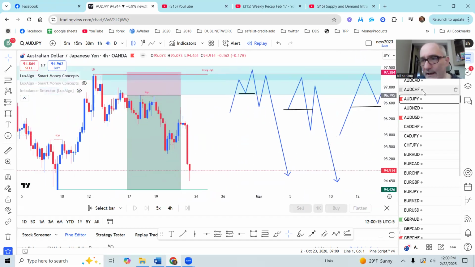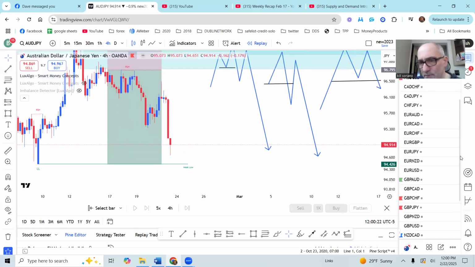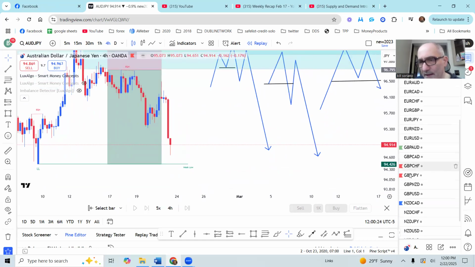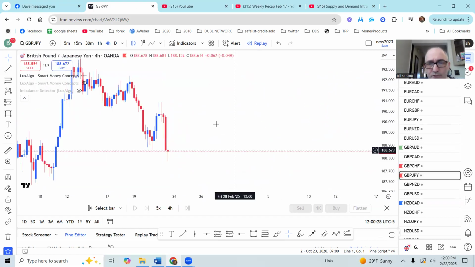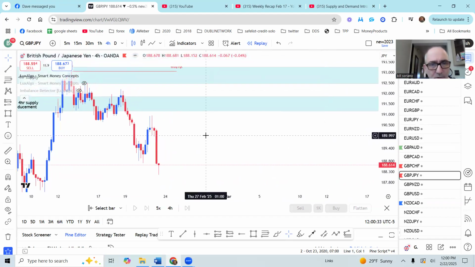Okay, so that was AUDJPY. The other one I wanted to look at here was GBPJPY. This was the good trade for the week. This was the one that made us like 3.5% profit.